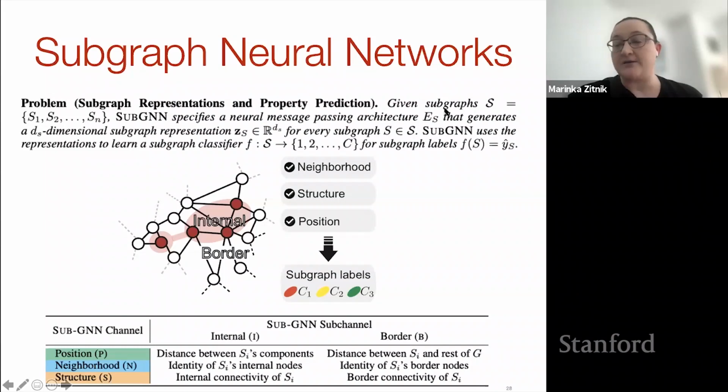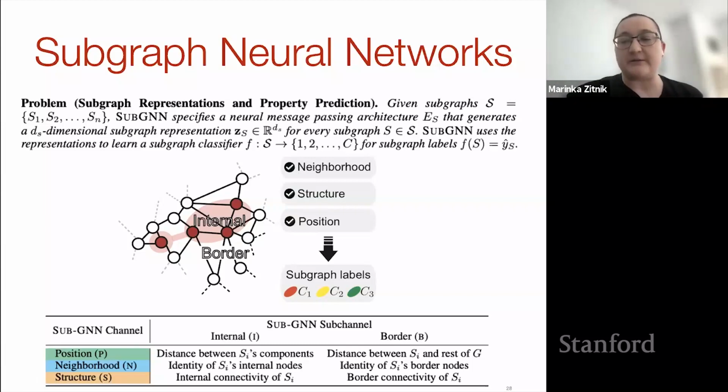It assumes that given some set of subgraphs S, this set has n subgraphs, S1, S2, up to Sn. SubGNN specifies a neural message passing architecture that will generate a d_S-dimensional subgraph representation for every subgraph in that set. It will use those representations to learn a subgraph-level classifier, a function that will map those subgraphs to some number of discrete labels.